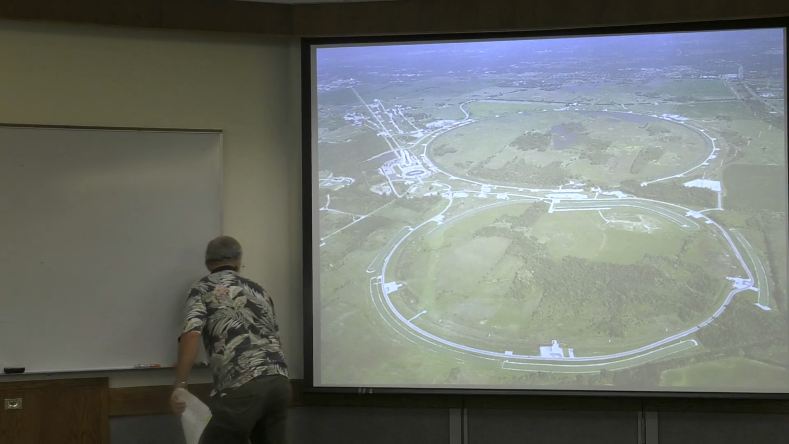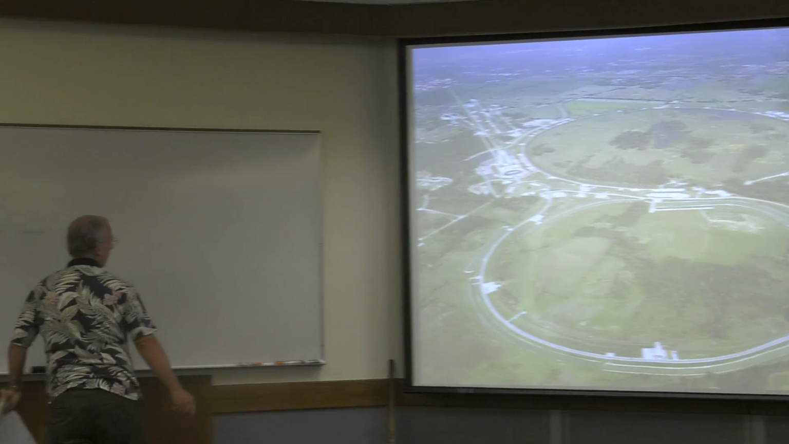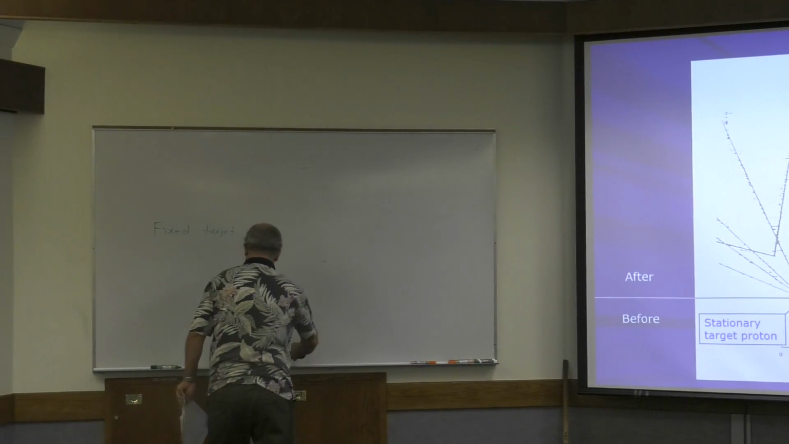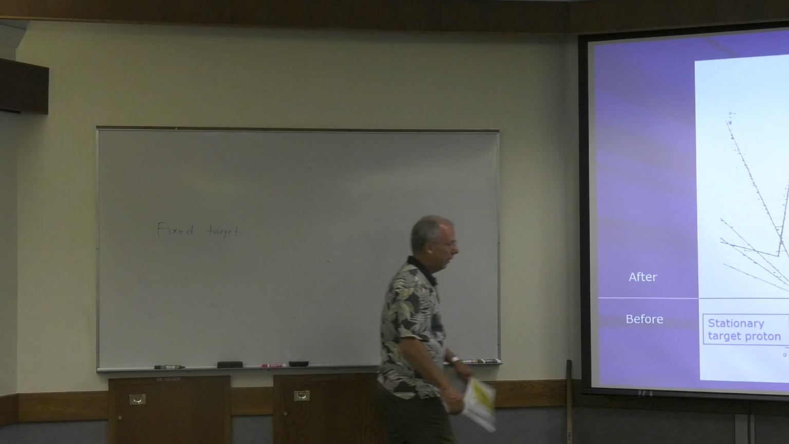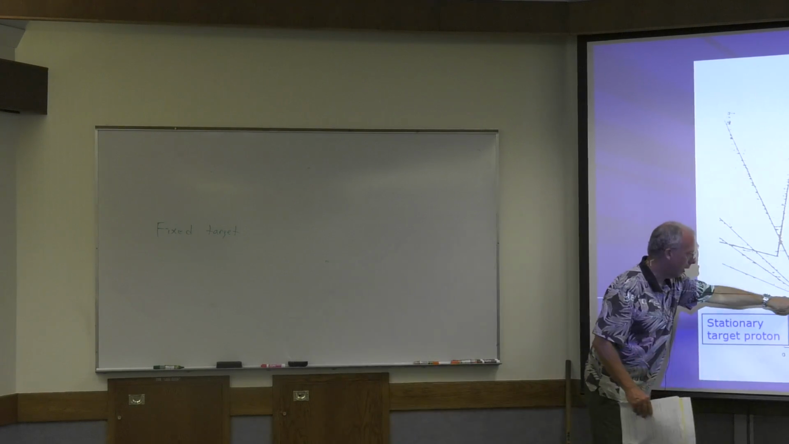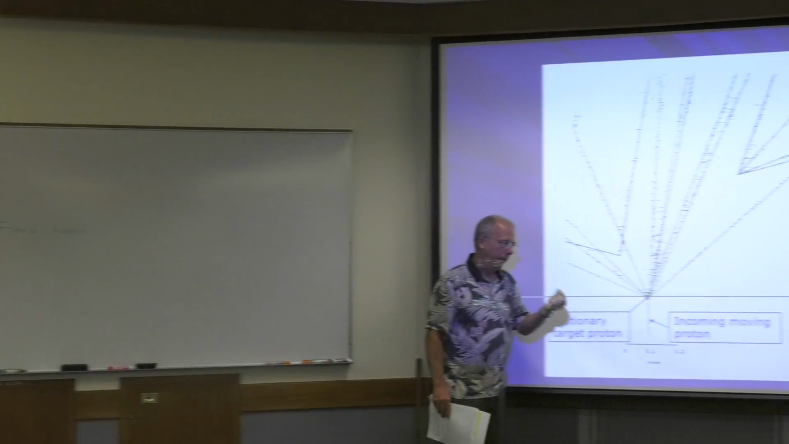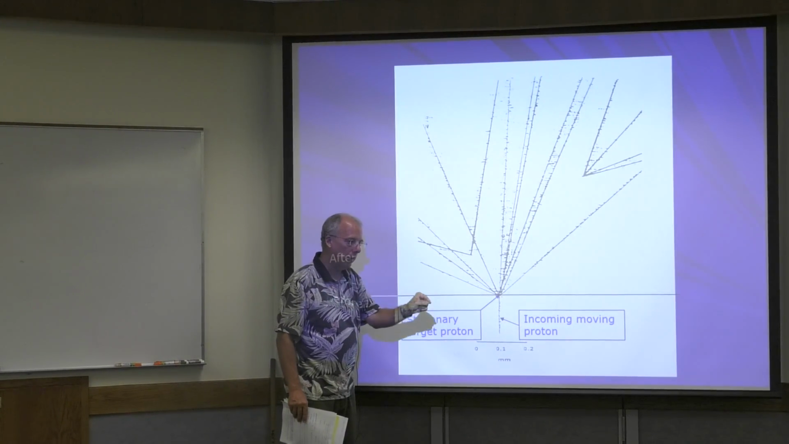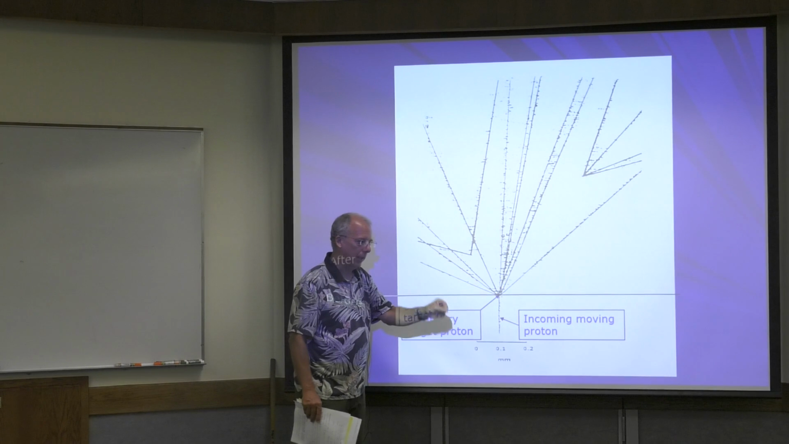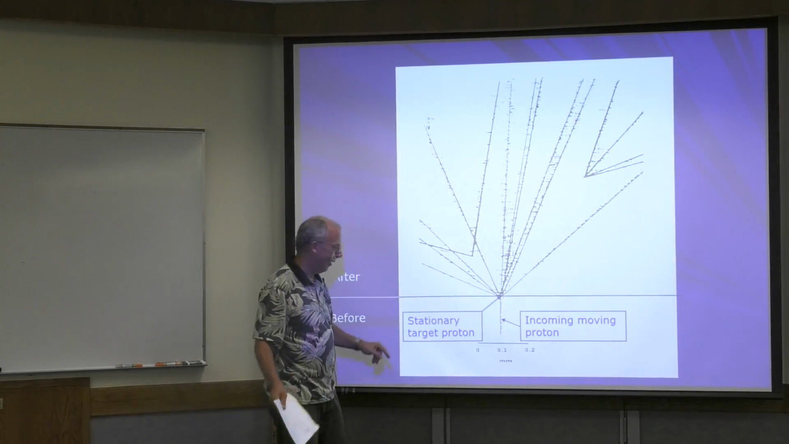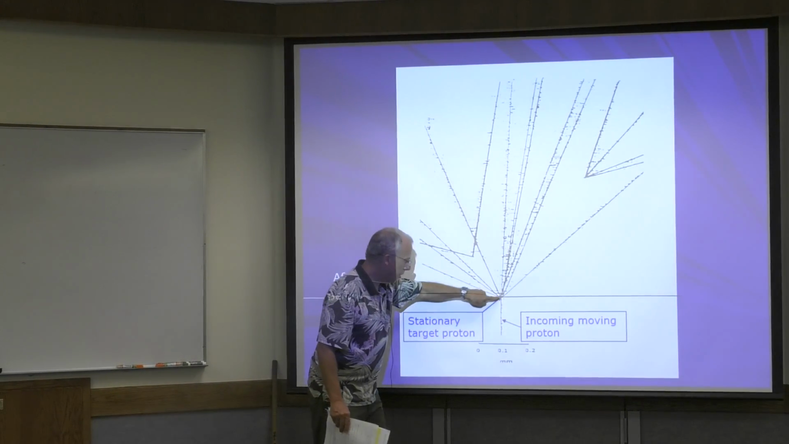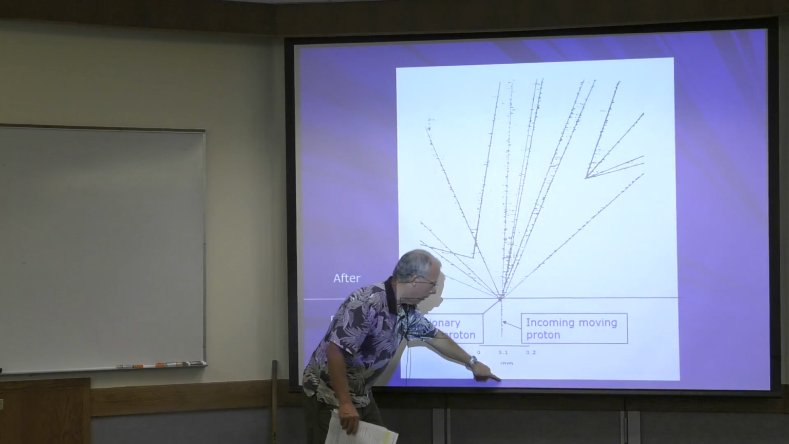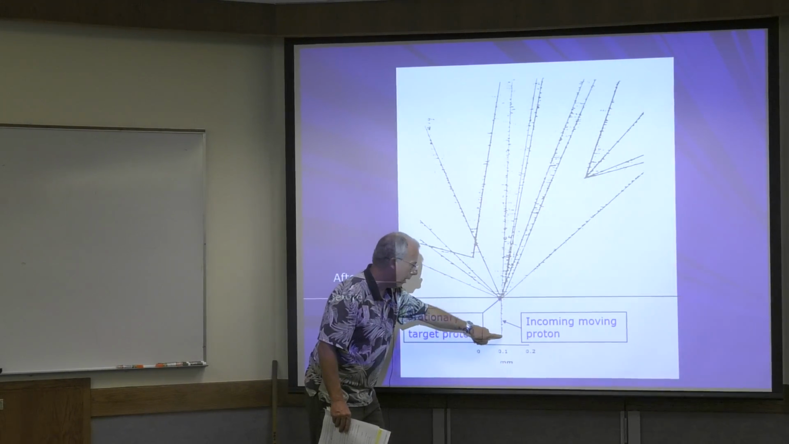So let's do a fixed target experiment. Here's an example of a fixed target experiment. You have a stationary target proton. Obviously you don't just have one proton, right? You have a thin metal film or something like that, which is gazillions of protons. But okay, you have a stationary target proton, and you have an incoming moving proton from the Fermilab accelerator.